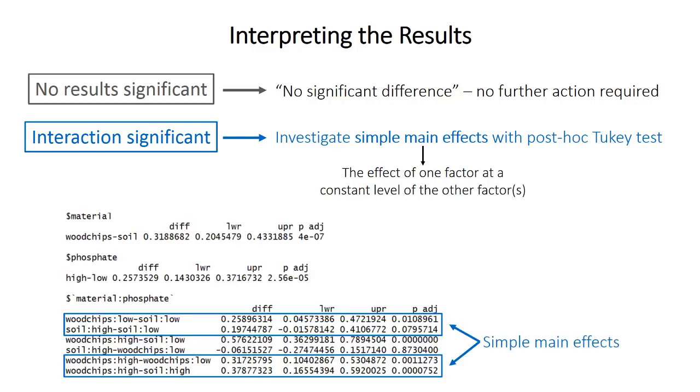So in the Tukey test, these are shown in a big list at the bottom of the output, along with some other pairwise comparisons. And the simple main effects are in the boxes there. For example, we have the difference in means between wood chips and soil at the constant level of low phosphate, the difference between high and low phosphate at the constant level of soil samples, and so forth.